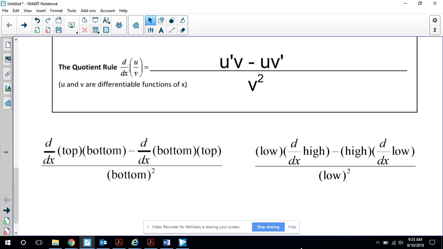I have another couple ways that you might want to remember it, depending on the way that you think. The way that I tend to think about it is the derivative of the top times the bottom minus the derivative of the bottom times the top all over the bottom squared. You can also remember it as the low function times the derivative of the high function minus the high function times the derivative of the low function all over the low function squared. Low d high minus high d low all over low squared.